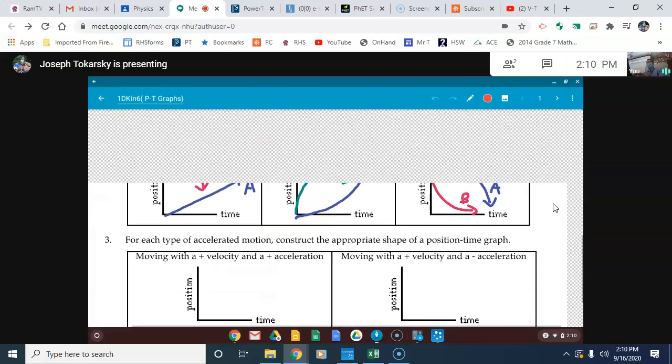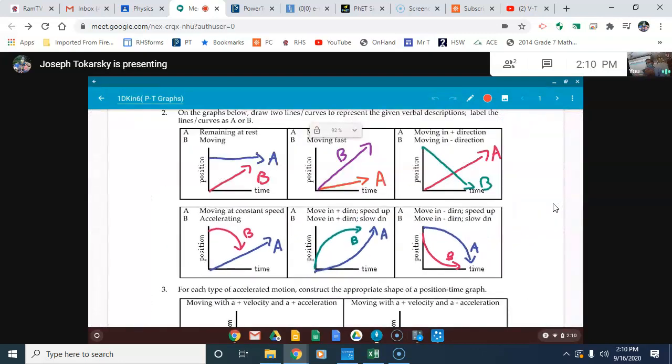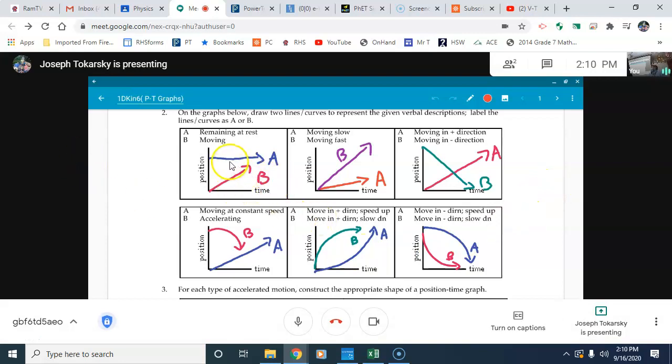All right, let's step back a little bit and just real quick look at what we got so far, just to remember. So in one of these we had remaining at rest. This is for a position time graph. There's always going to be a flat line like that, okay? If we have something moving steady, it's always going to be linear. Linear is a fancy name for what? Straight. So if you had two linear lines, the steeper one, like B here, is moving faster than A, right?